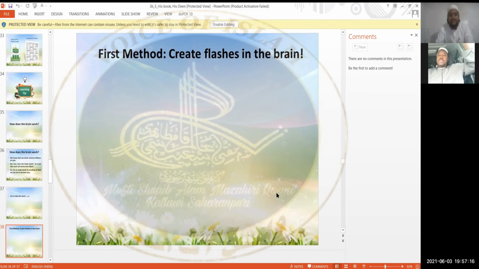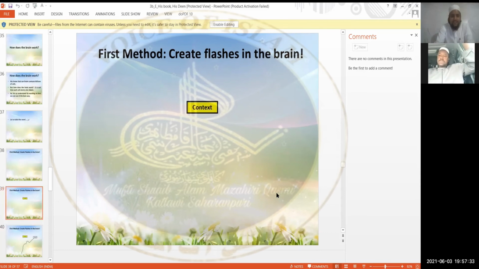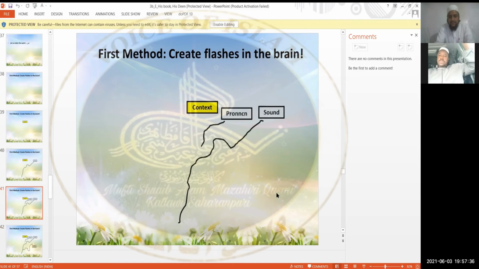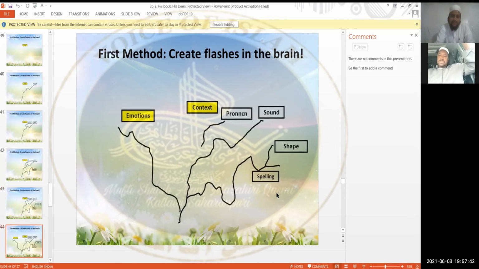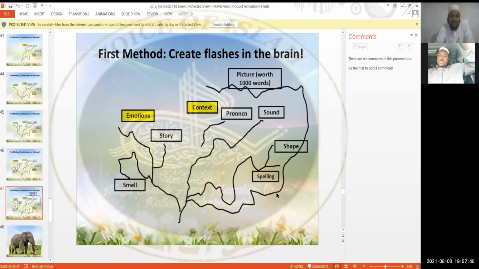So, first method: create flashes in the brain. Hathi, how does it look? A big one, with his feet, his hair, and his teeth. Context, sound, spelling, shape, emotion, story, smell. They say a picture is worth 1,000 words. If we just teach feel means hathi, maybe you forget after 1 hour, 2 hours, after a day, after 2 or 3 days.